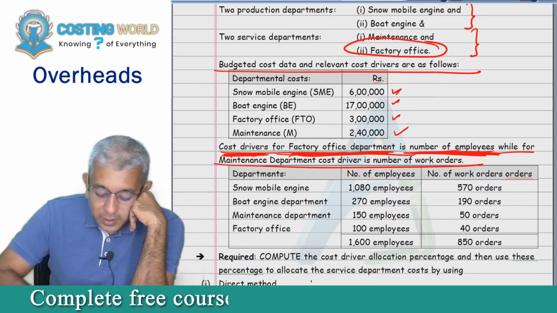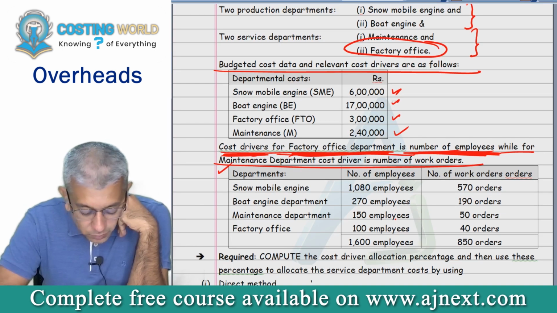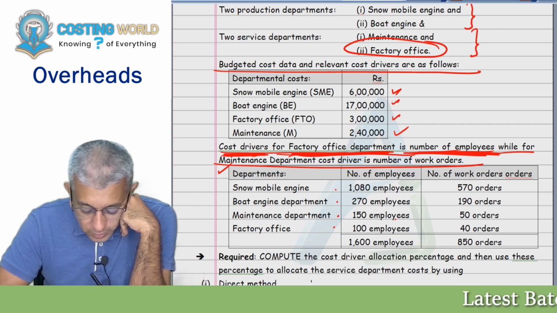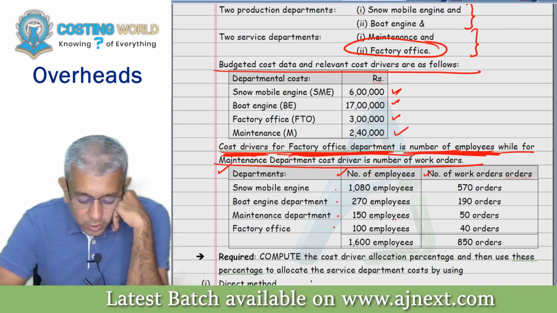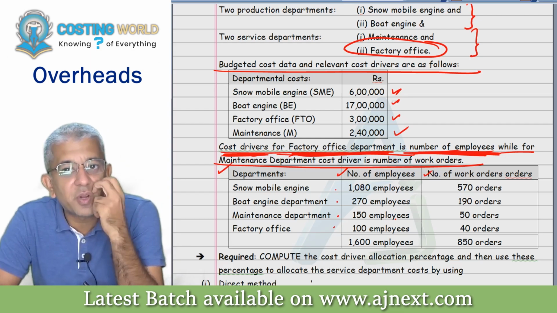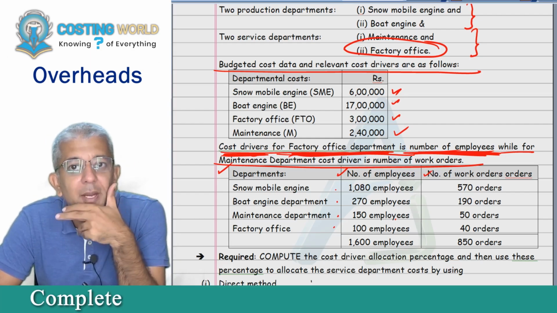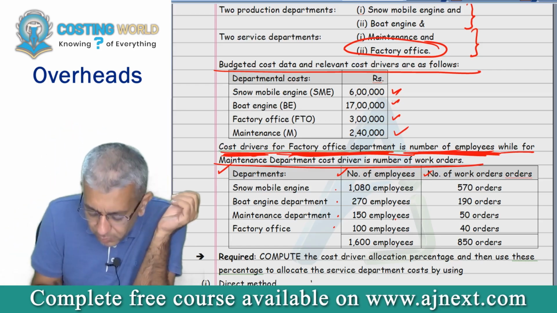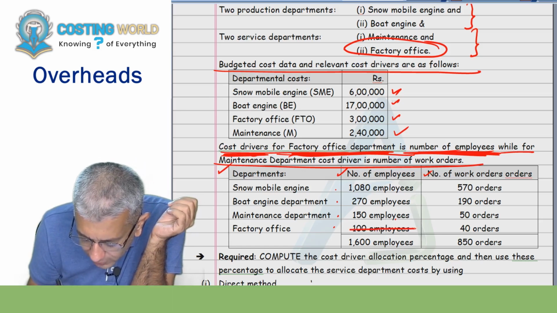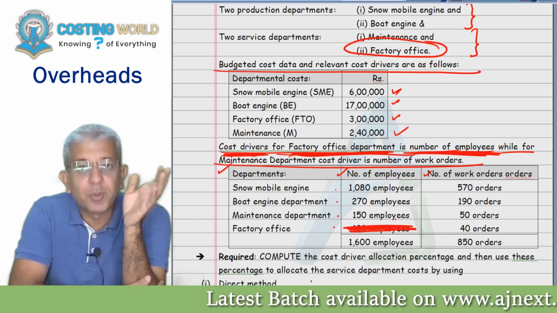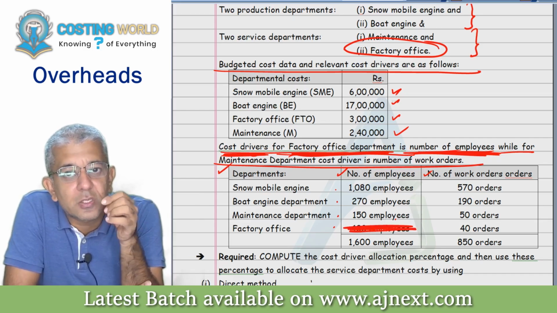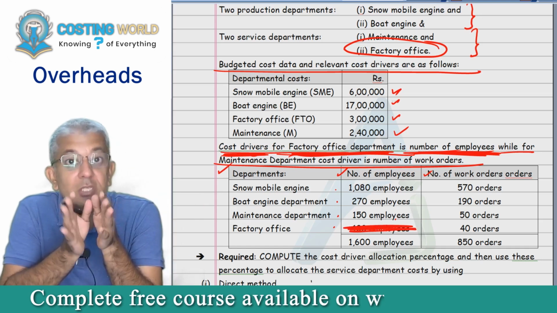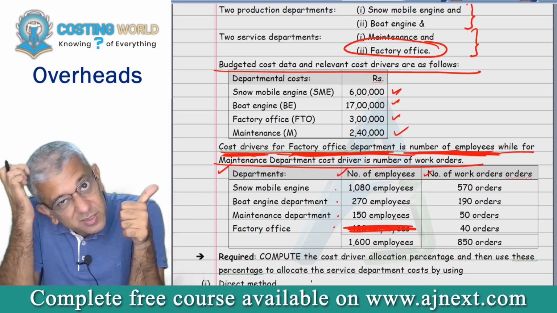Now, what these guys have done, departments, snowmobile engine, boat engine, maintenance, factory office. They have given you number of employees and they have given you number of work orders. Now, tell me one thing. Whenever you have to divide factory office cost among the other particular departments, your cost driver will be what, or your factor will be what? Number of employees. Therefore, you do not require this particular data at all, because this is the number of employees of factory office itself, no? Yes. You will have to divide this cost among the other departments. Is that all okay? Yes.